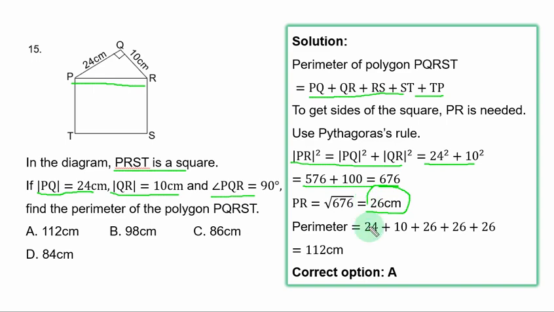Therefore, the perimeter is equal to PQ 24 plus QR 10 plus RS. Now RS, ST, TP is equal to PR 26. So you have plus 26 plus 26 plus 26, and that adds up to 112 centimeters. A is the correct option.